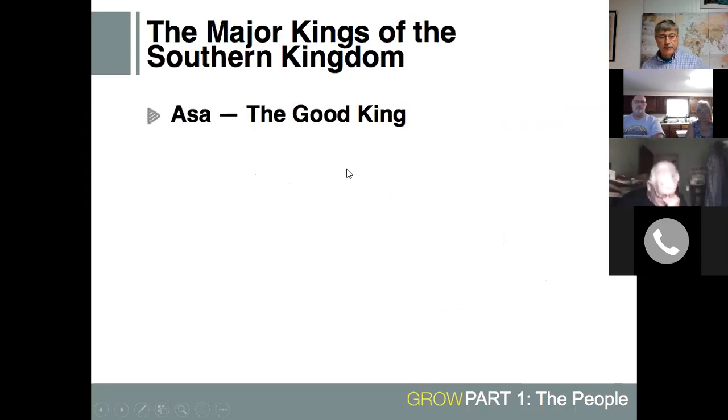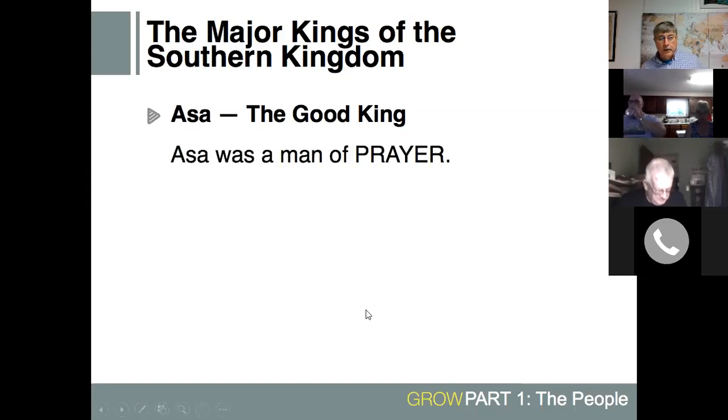So then Asa comes along, which is a good king. And I'm kind of going to look at the chart to see how long was it between the time of Rehoboam and Asa. Asa's the third king. So about 20 years, Asa comes along, who's a strong king. He was a man of prayer, a king of prayer.